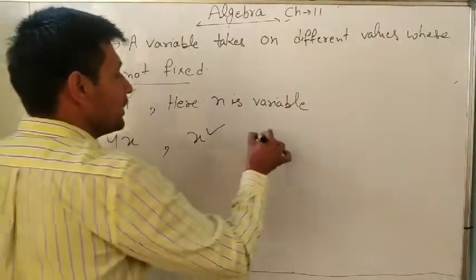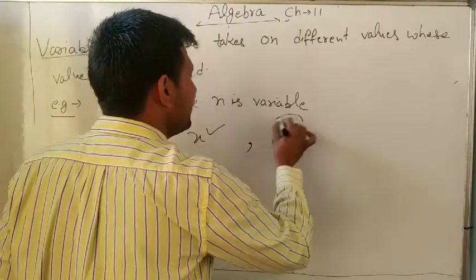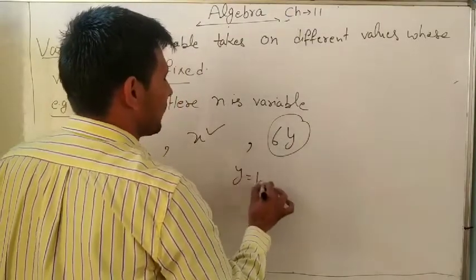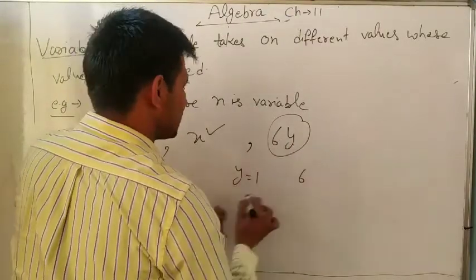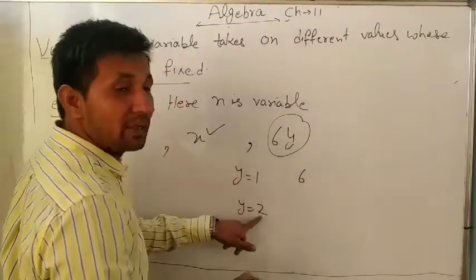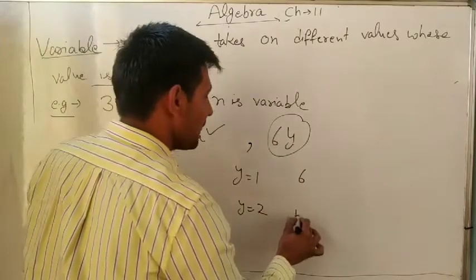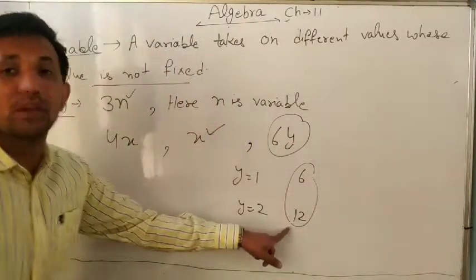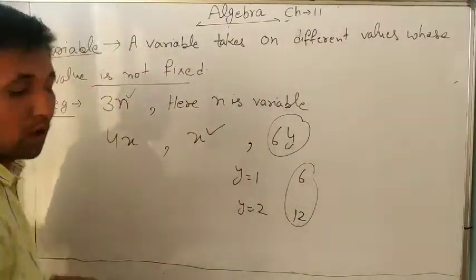You can write maybe 6y. 6y means if y equals 1, the value is 6 into 1, 6. Y equals 2, what is the value? 6 into 2, 12. So the value is not fixed, it is changeable, na? So it is also variable.